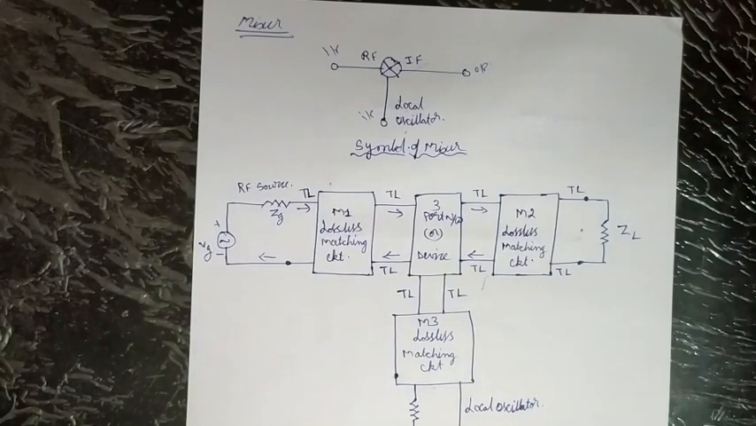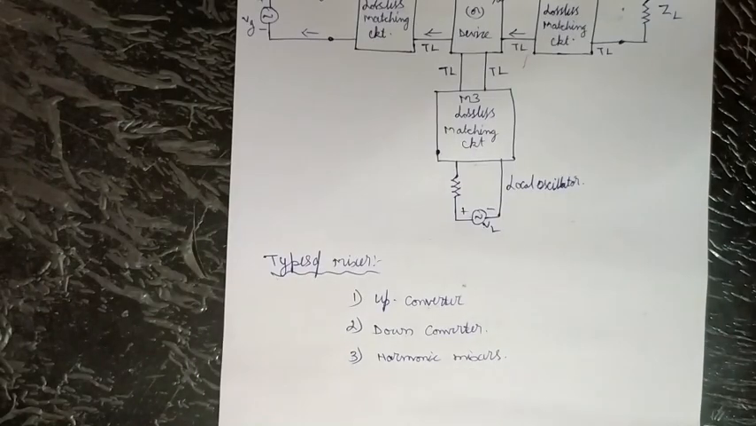So we have 3 types of mixers. One is the up converter mixer, the second is the down converter mixer, and the third is the harmonic mixer. So let me look at harmonic mixers. A simple method of down converting high frequency RF signals when only a low frequency local oscillator exists is the use of harmonic mixers.